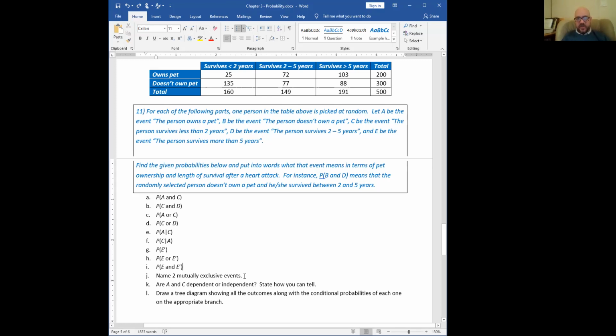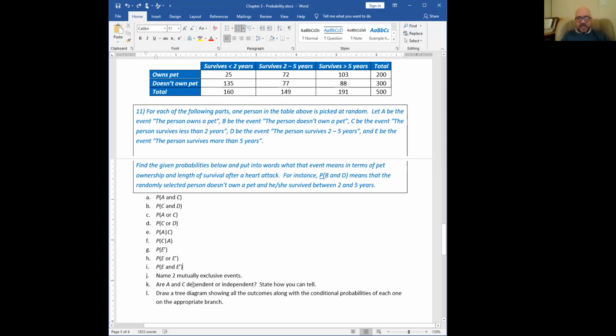Two mutually exclusive events, anything where one prevents the other one, right? A and B are mutually exclusive. If you own a pet, you can't not own a pet. C and D are mutually exclusive. If you survive less than 2 years, you can't have survived 2 to 5 years, etc. So if one prevents the other one, those are mutually exclusive.